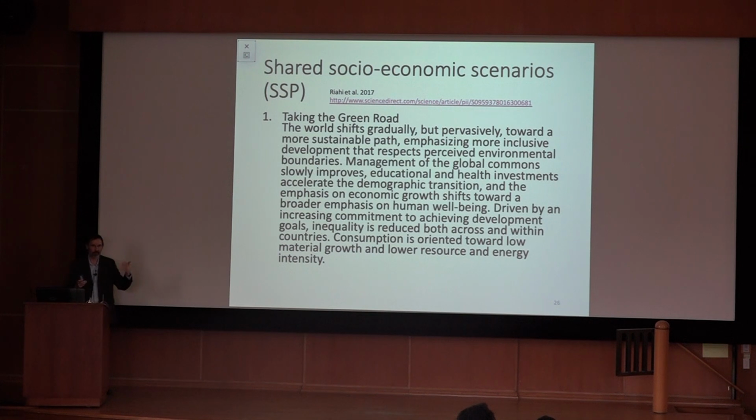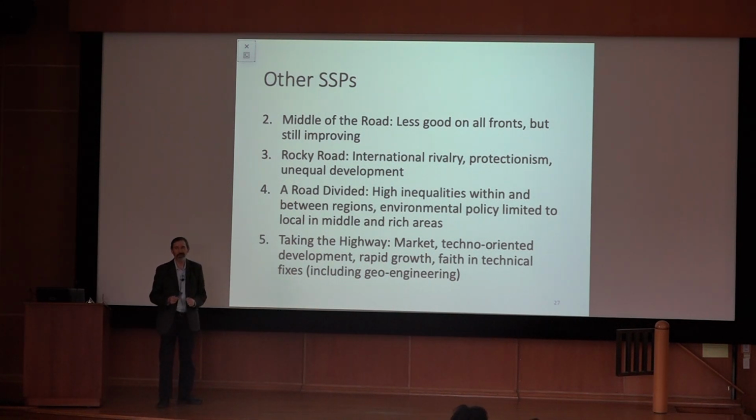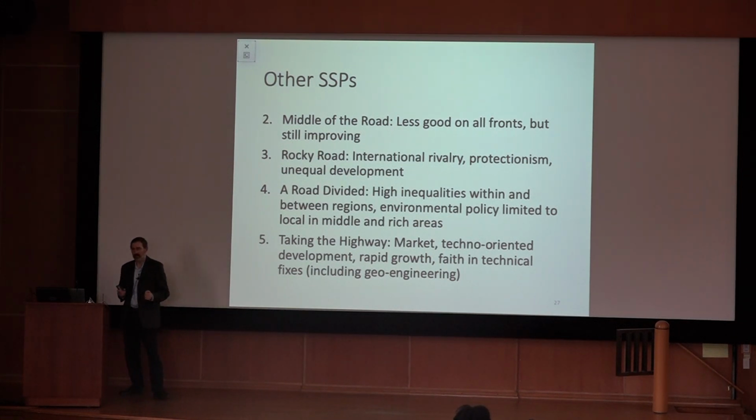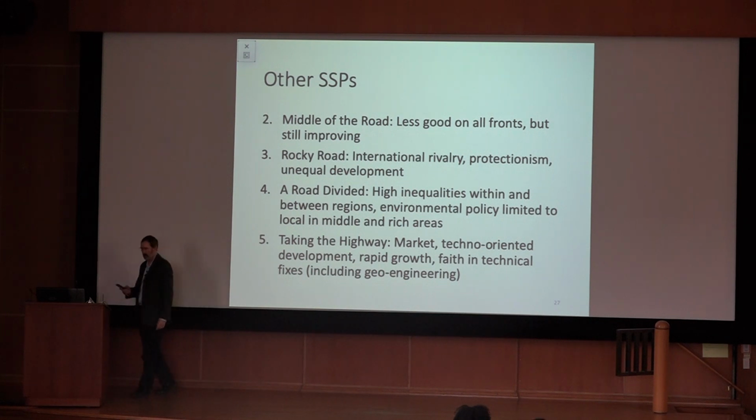They have stories, narratives built around five main scenarios. Taking the green road is the one that's the most virtuous in many ways, including inequalities. But they have other scenarios. You have a kind of middle of the road scenario. You have a rocky road scenario, which looks a lot like what we are getting into at the world level: international rivalry, protectionism, unequal development, and all that. That might be where we are going. And you have an interesting scenario, taking the highway, which is a sort of betting on innovation, betting on technology. Essentially we do nothing, but we bet that technology will save us at the end of the day.